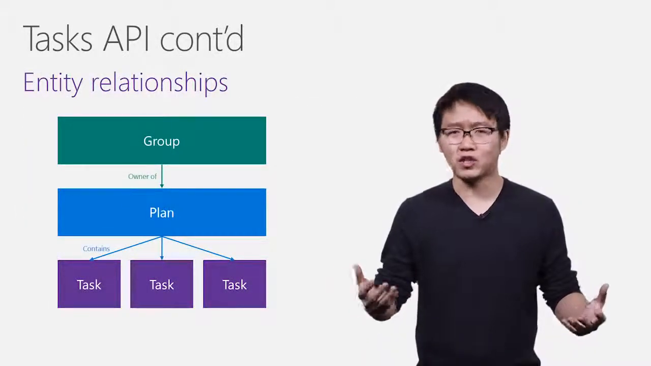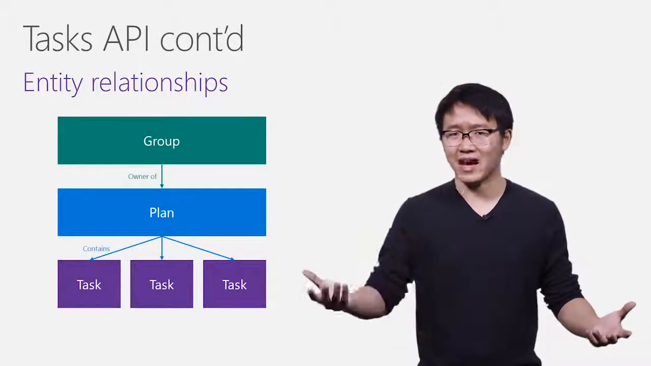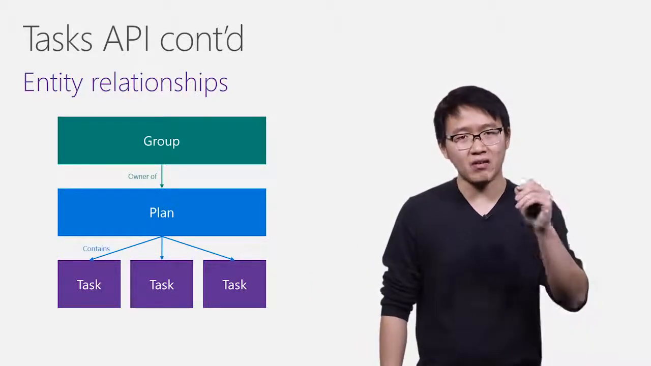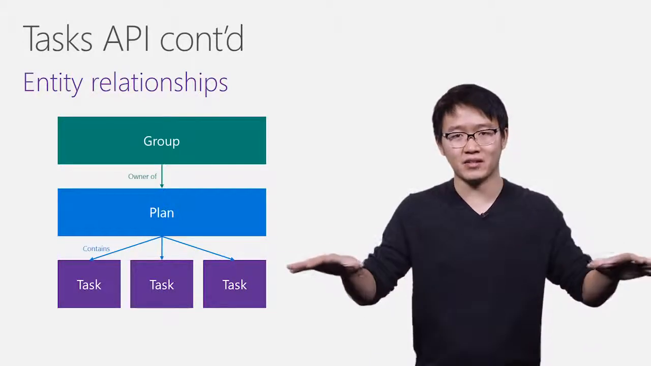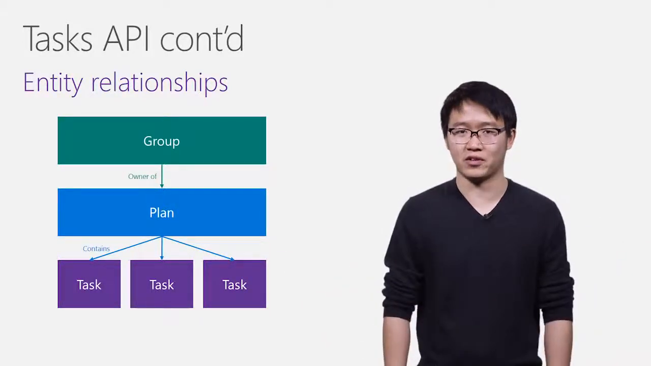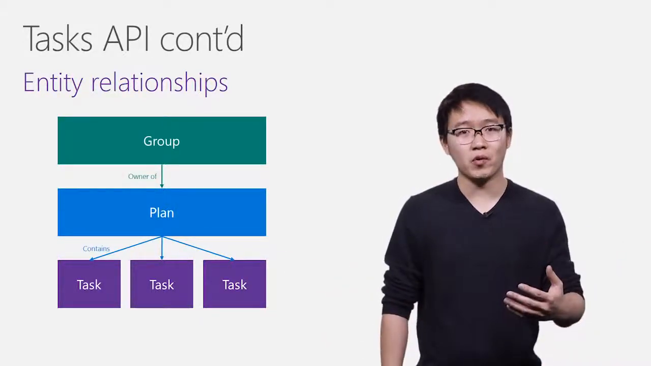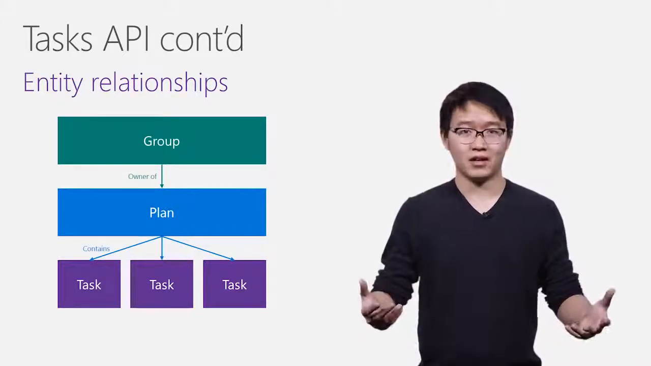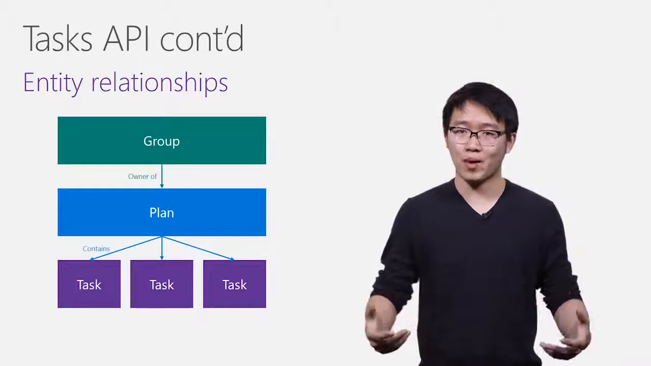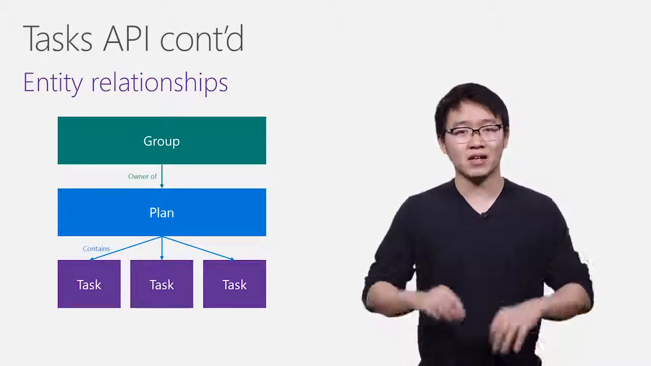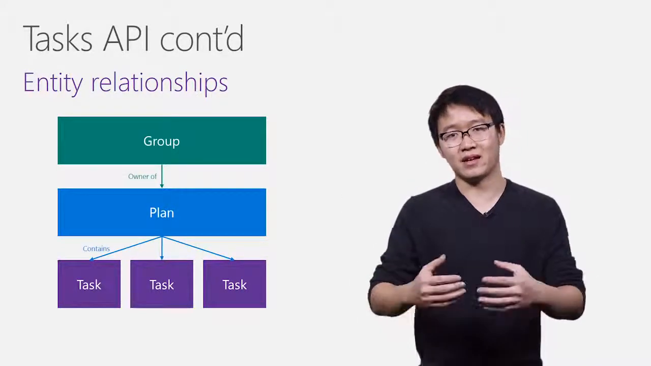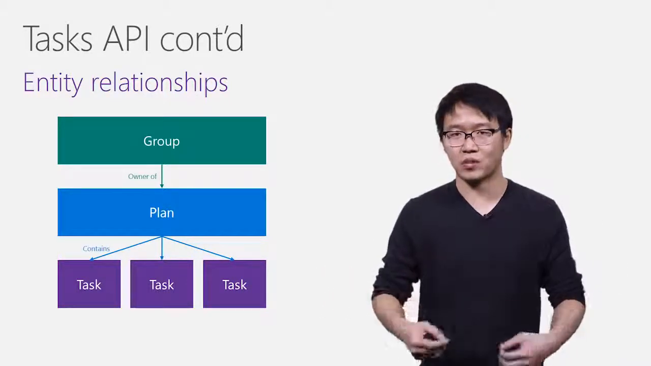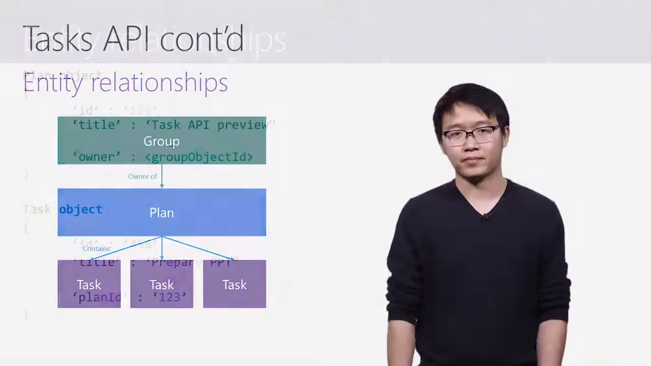Now, you've heard me mention groups, plans, and tasks during my presentation so far. Let's take a closer look at how these main entities amongst the other entities in Task API relate to each other. It is a very straightforward relationship, actually. Groups are the owners of plans. Today, a group can own no more than one plan. A plan contains a collection of tasks, and these tasks can then be assigned to users, grouped into buckets, and associated with files and others.